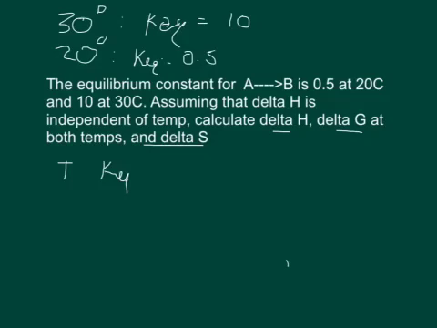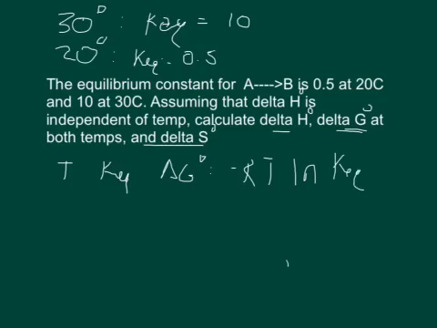So what we have to start off with is solving for delta G at both temperatures, which is not a problem. Delta G standard state, and that's what we're doing, standard state. I couldn't get the little zeros in there on this software, but delta G standard state is equal to negative RT times the natural log of KEQ.